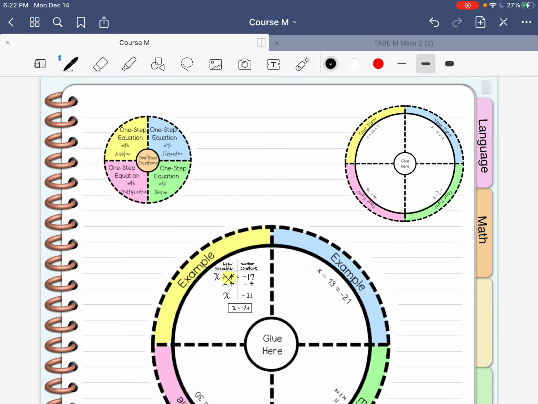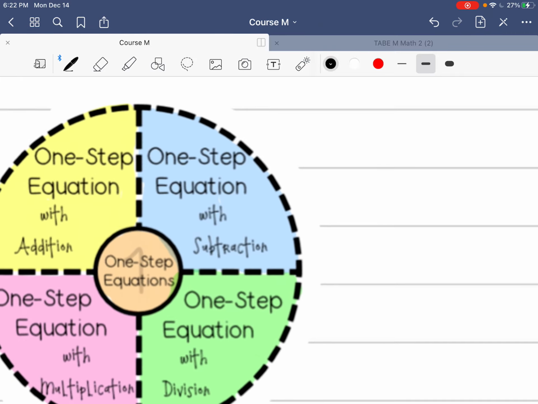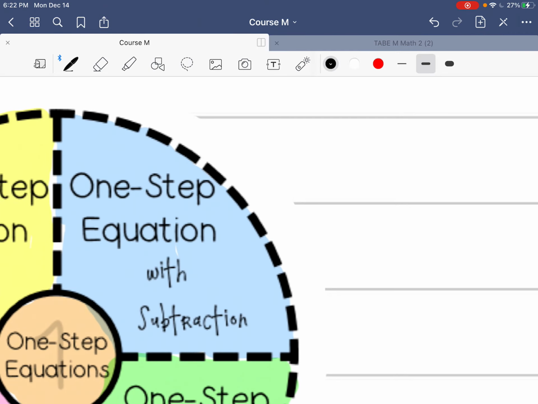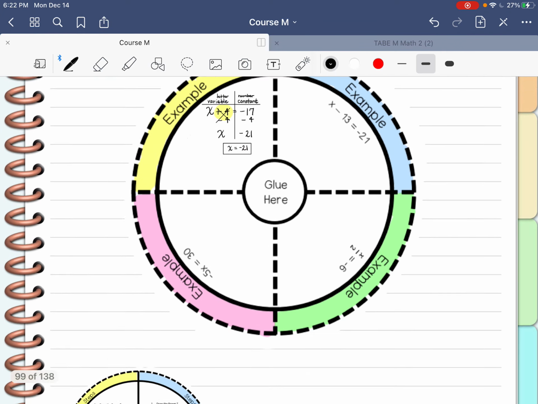Hey there, and welcome back. In this video, we are looking at this quadrant of our circle of one-step equations. I'm going to show you how to do subtraction equations.